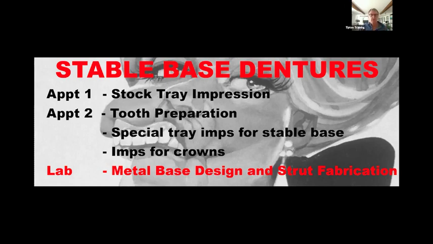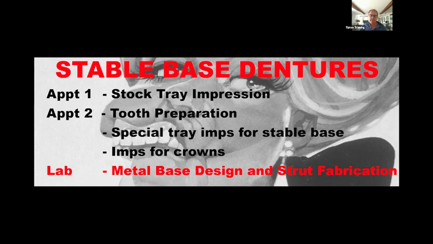Appointment number 1, special tray impression. Ideally, keep the old partial denture out for 48 to 72 hours. Second appointment is 2 impressions. 2 impressions of the upper, and if you're doing the lower as well, 2 impressions of the lower. It's also tooth preparation, and an impression for the stable base, the soft tissues, and an impression for the crowns. Okay, now let's go and see what's going to happen in the lab.